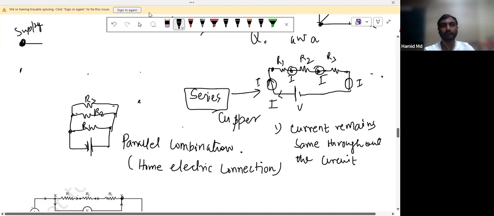Clear? No doubt? Faz and whoever else, if your camera is off, I don't know what you are doing. You are studying or you are just sleeping. I don't have any idea.